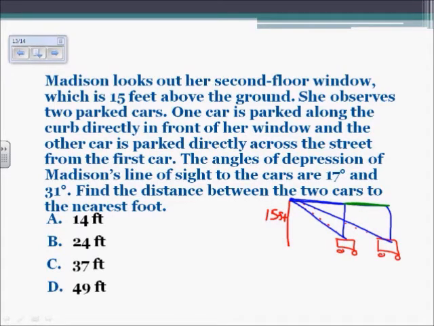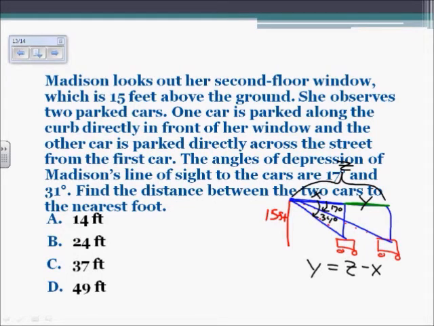Two angles of depression. The first one is 17 degrees, and the second one is 31 degrees. So if we take the distance of the triangle with 17 degrees as the angle of depression and subtract away the 31 degrees one, we should be left with the measurement we're trying to solve for. If we call the entire length z, the short length x, and the length I'm trying to solve for y, then we should be able to state that y is equal to z minus x.